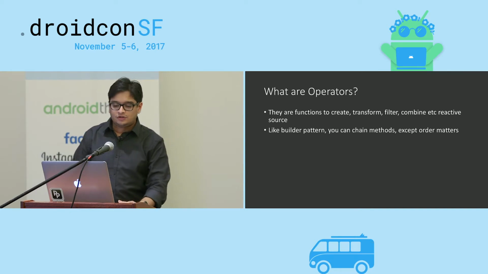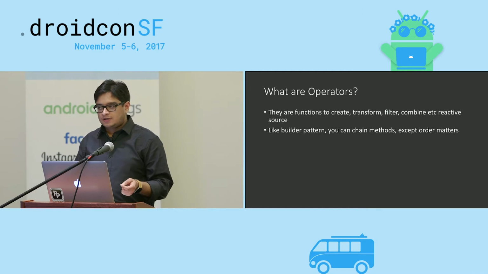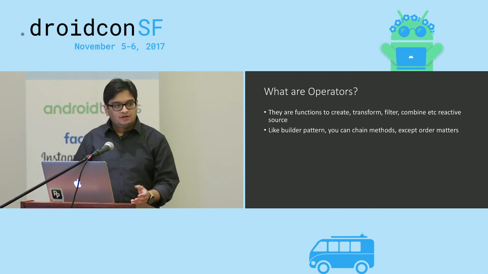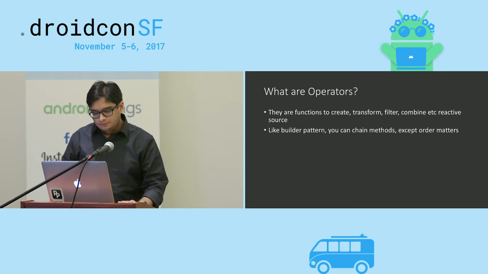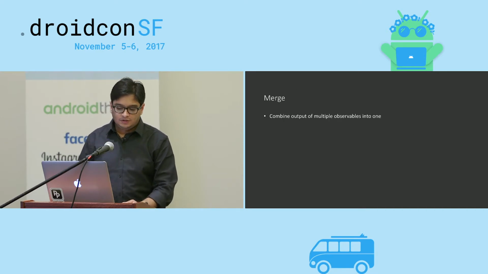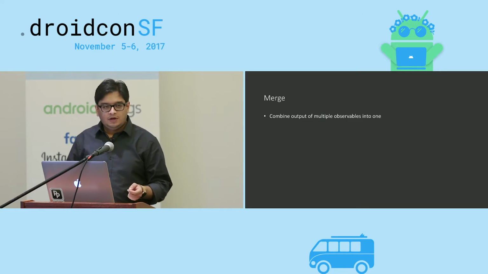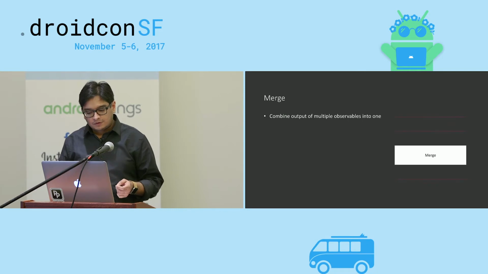And how do you really use these operators? At a very high level, operators are used as we would have seen in a builder pattern, where you chain the different methods, except when you apply operators to your sources, the order really matters. So let's look at the first operator. It's a merge operator. As the name goes, it combines the output of multiple different observable streams.